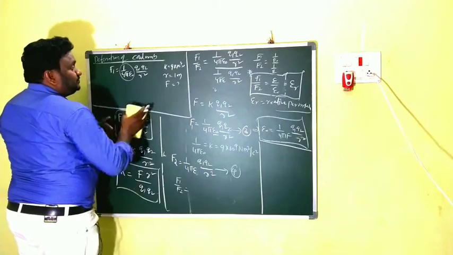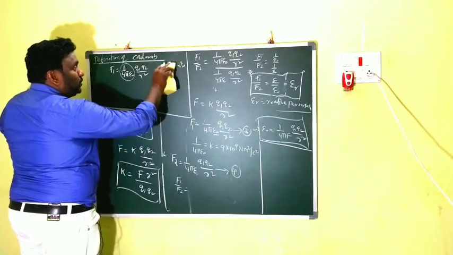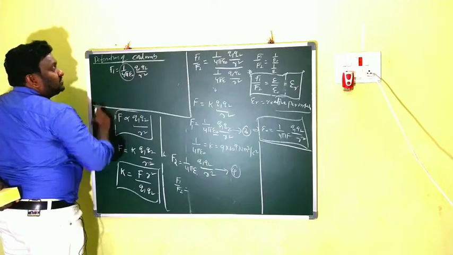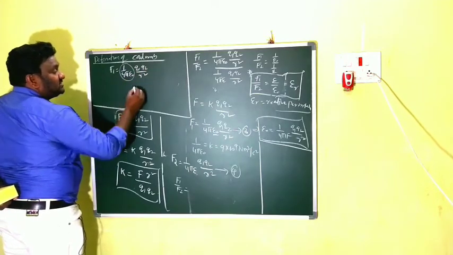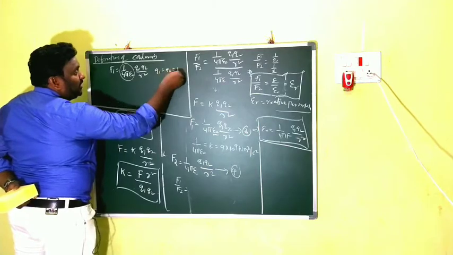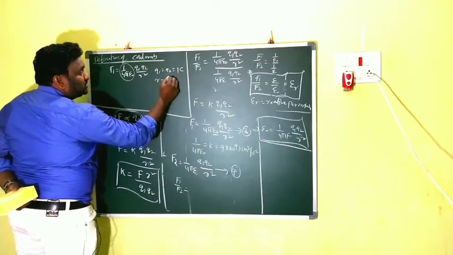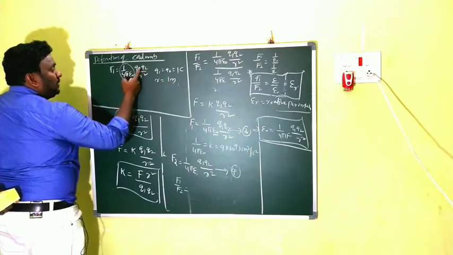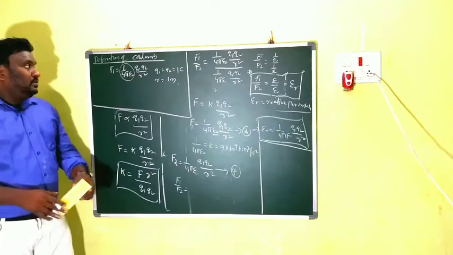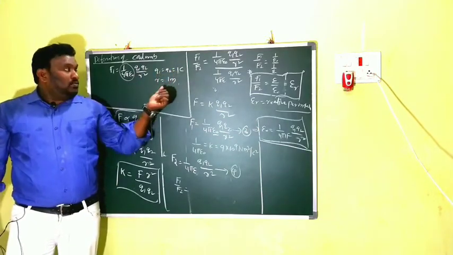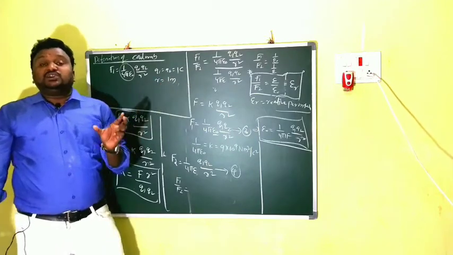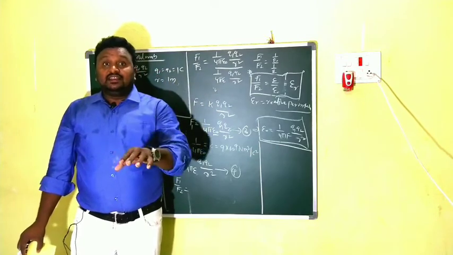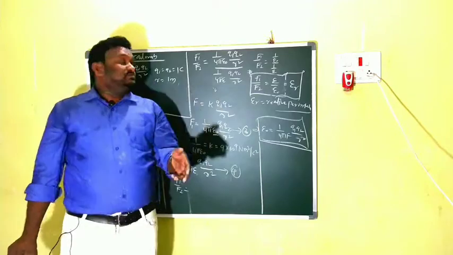So for example, to define the Coulomb, we are taking 2 unit charges. That means Q1 is equal to Q2 is equal to 1 Coulomb, and R is equal to 1 meter. Children, most important, look here: F1 is equal to 1 by 4 pi epsilon Q1 Q2 by R square. That means 2 unit charges are separated by unit distance. Then what is the amount of force acting between the 2 charges?